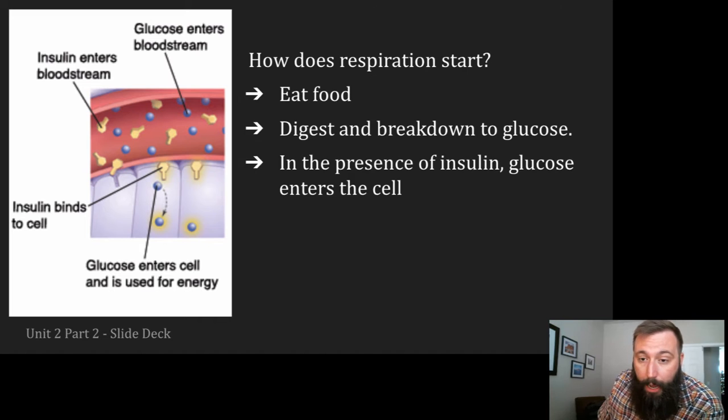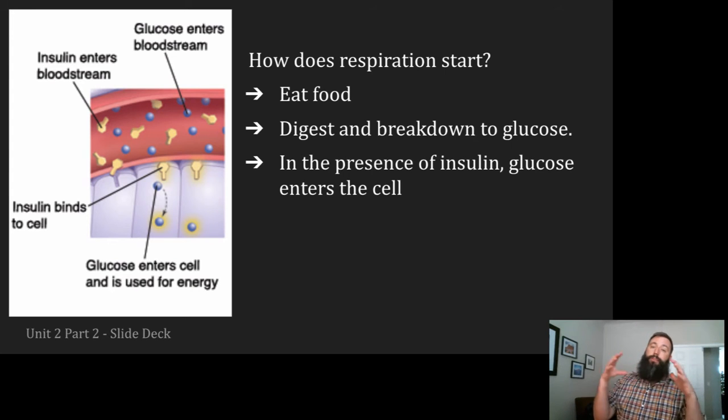bloodstream. Our body has a way of regulating the amount of glucose, sugars, within our blood. And that happens with a hormone called insulin. When glucose levels increase in our blood, our pancreas makes more insulin, which acts as a key for the glucose to enter into the cells.